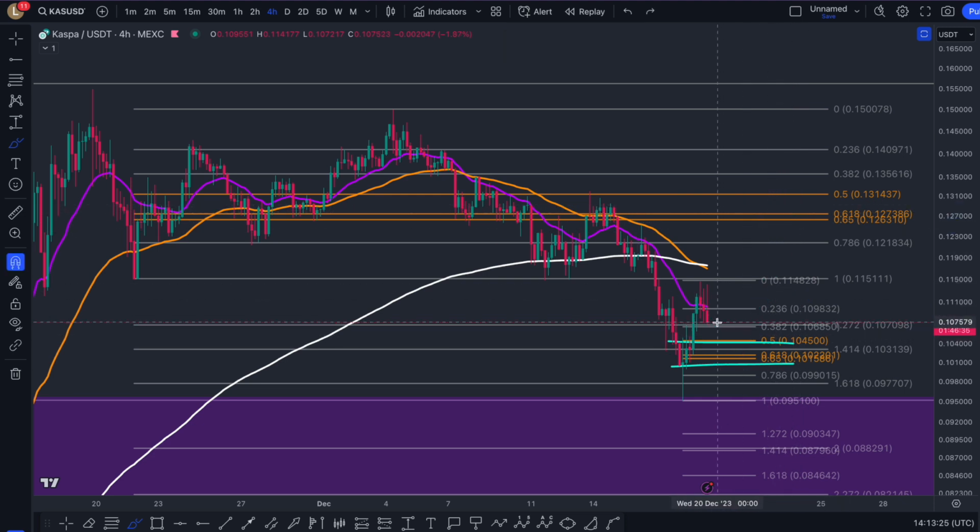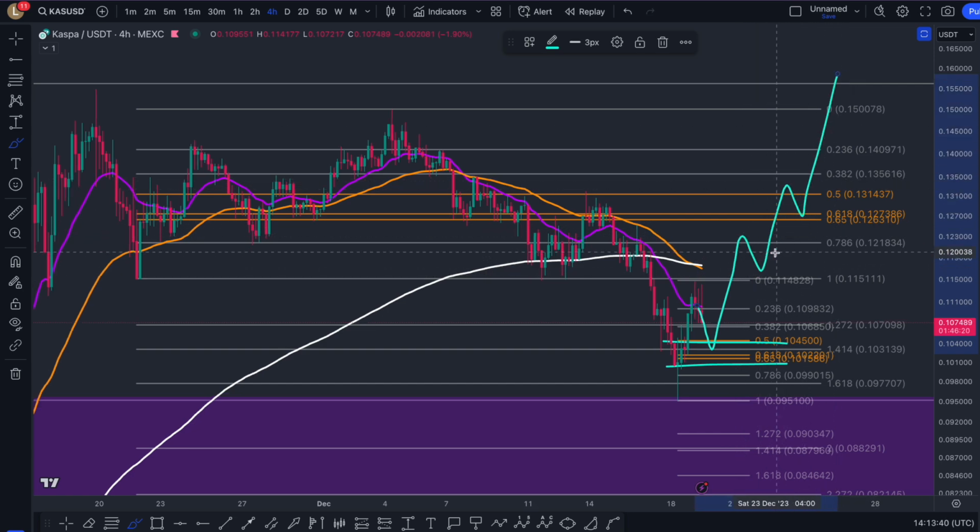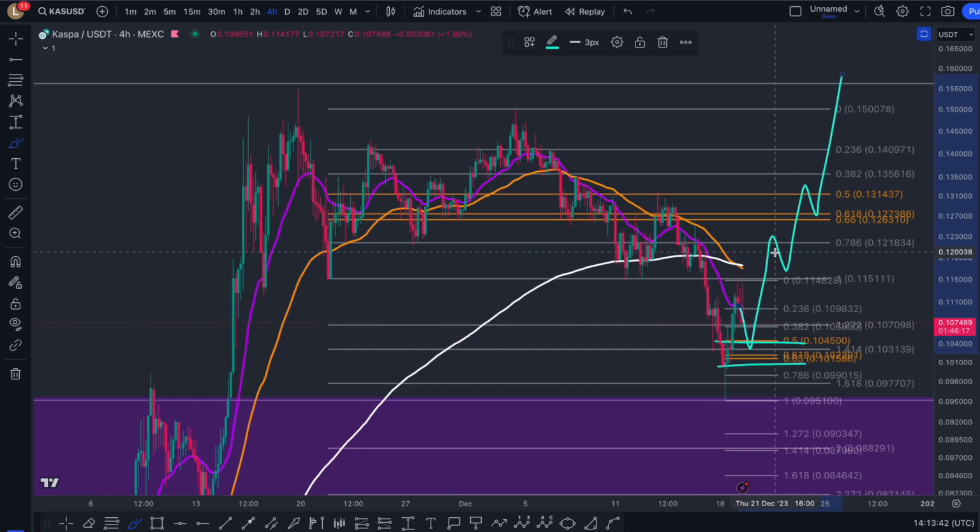So we need to be careful, because usually when a pattern's target is met, just as this one over here met the target and continued lower. So we are showing signs of downtrends, but there is that one more chance pretty much to reclaim those 2 key levels to get up to 25 cent eventually. Guys, use this as an opportunity to get cheap Kaspa.